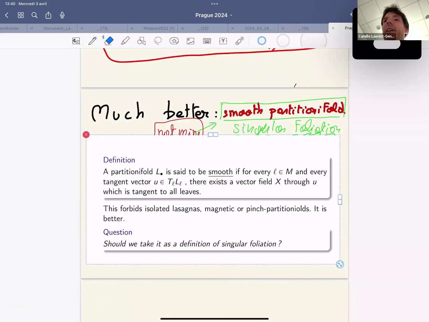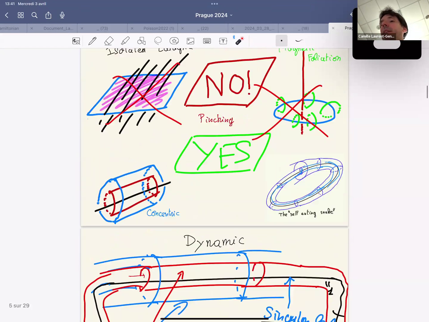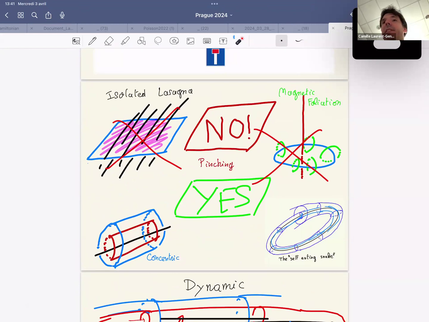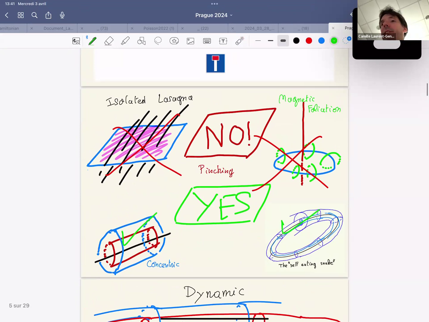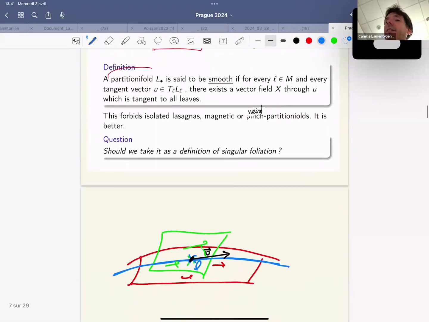Let me just repeat again. A partitionifold is said to be smooth when for every point and every tangent vector, there is a vector field on M that goes through this tangent vector, which is always tangent to the leaves. Like in this case, yes, this exists. In this case, this exists. But you see, for the isolated lasagna, it doesn't. Because if you are on the lasagna and you take this vector, there is no way you can extend it to a vector field around that will be tangent to all leaves. Same thing here in the magnetic case. If you take this vector, there is no way you can extend it to a vector field tangent to neighboring leaves. So that's much better.